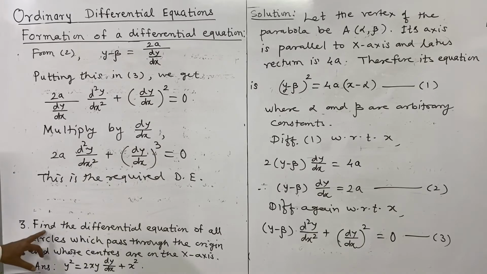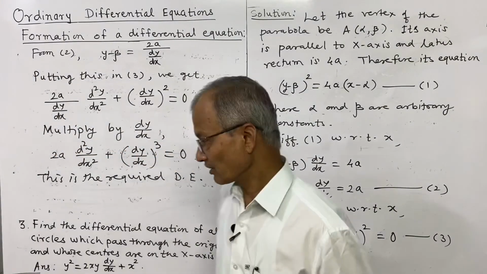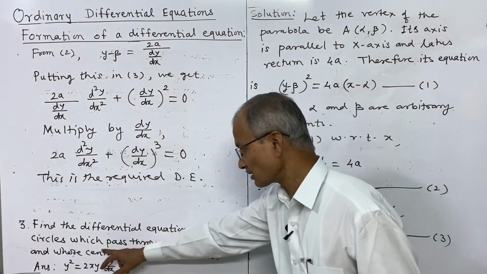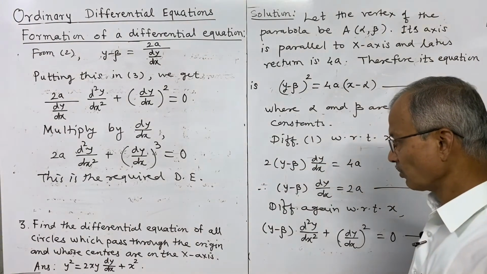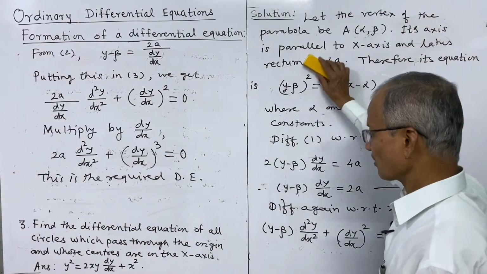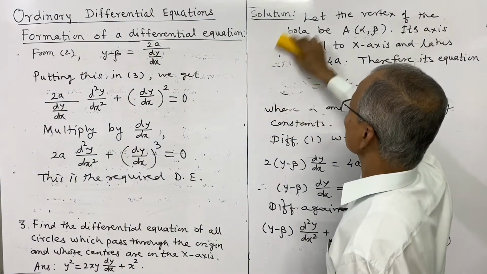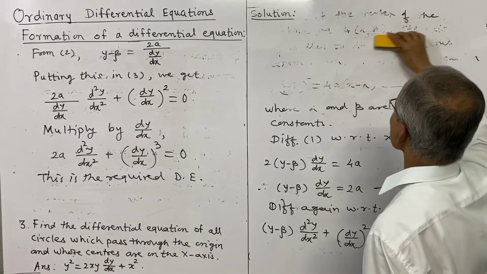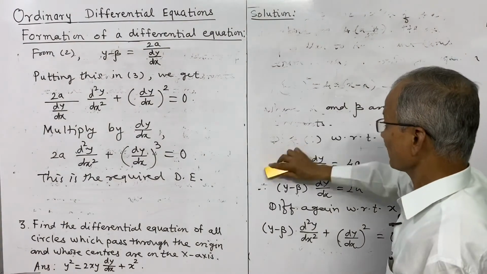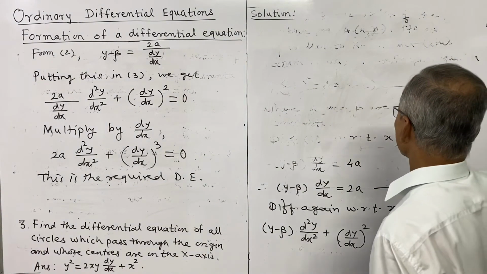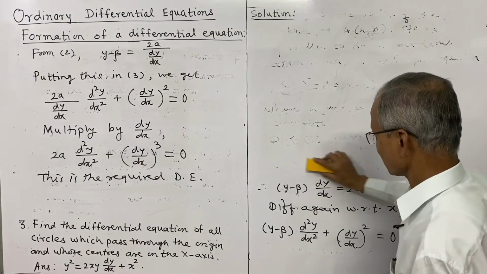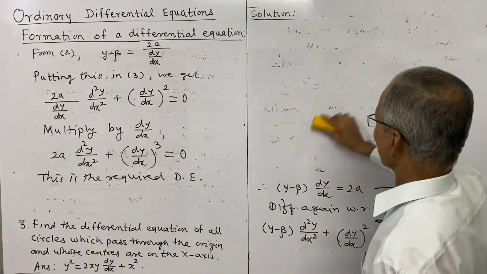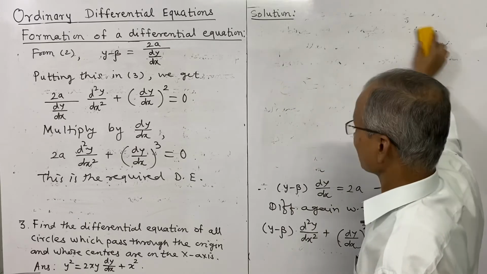Now the next problem is similar to this: find the differential equation of all circles which pass through the origin and whose centers are on the x-axis. First we have to form the equation of that type of circles. So circles pass through origin and they have the center on the x-axis. So we should draw a figure, then we can find the equation of that type of circle.